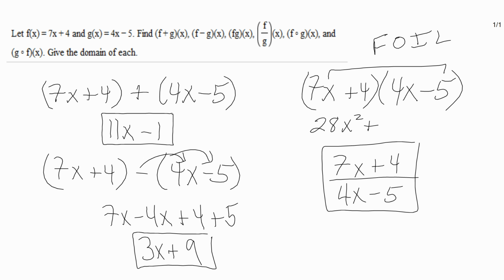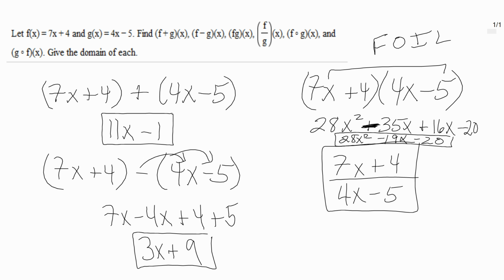7x times negative 5, that's negative 35x, plus 16x minus 20, and negative 35 plus 16 is what? Okay, negative, yeah, you're right. Negative 35x, thank you. Negative 35 plus 16, what does that come out to be? Negative 19, so 28x squared minus 19x minus 20. And what's the domain of that function?